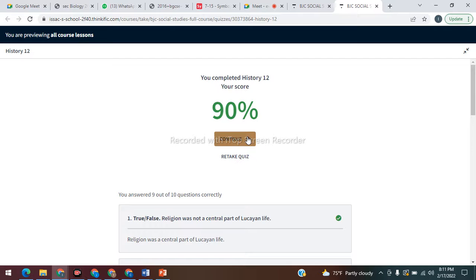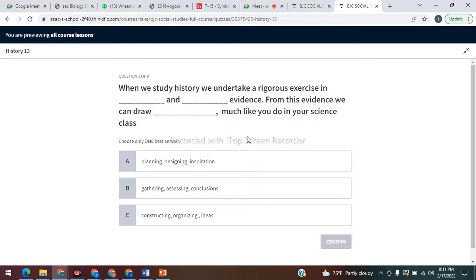Okay, last quiz before we actually get into it. How do we know about these people? So when we study history, we undertake a rigorous exercise in gathering and assessing evidence. From this evidence, we can draw conclusions, much like you do in your science class. Is that what you're saying?